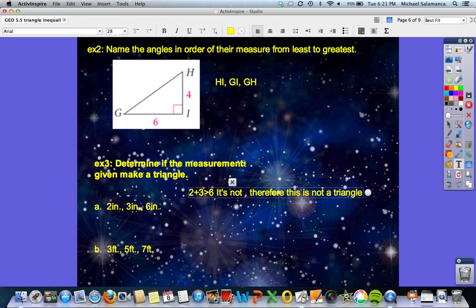For B, we're going to do the same thing. 3 plus 5 is greater than 7. That's true. So 5 plus 7 should be greater than 3. That's also true. And 3 plus 7 is greater than 5. Now because it's true for all instances, then we can say that in B, this is a triangle.